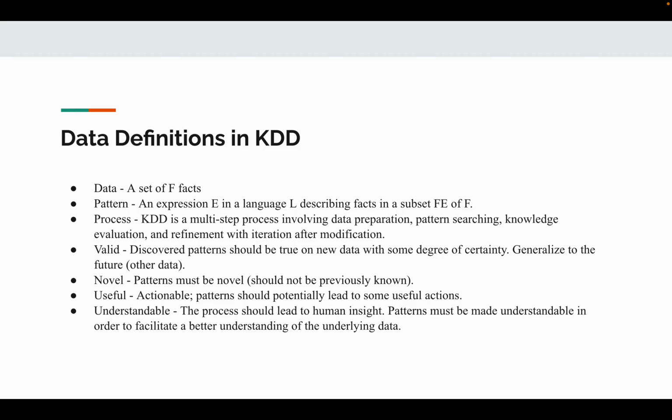The discovered patterns should be true on new data with some degree of certainty so that we can generalize the future to the current data. This is known as validity. The patterns that we choose must be novel, or should not be previously known. Useful or actionable, where patterns should potentially lead to some useful actions. Understandable: the process should lead to human insight, and patterns must be made understandable in order to facilitate a better understanding of the underlying data.